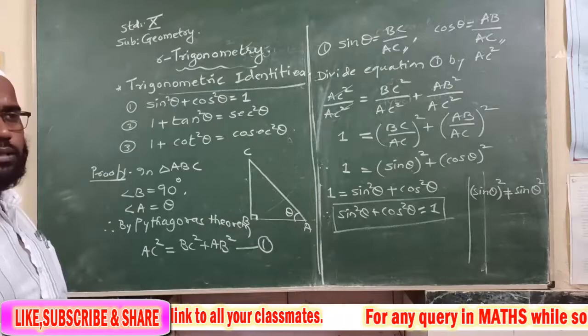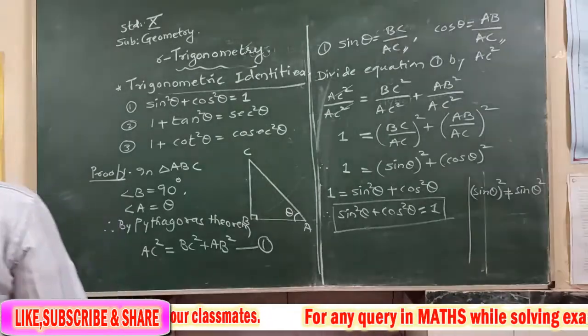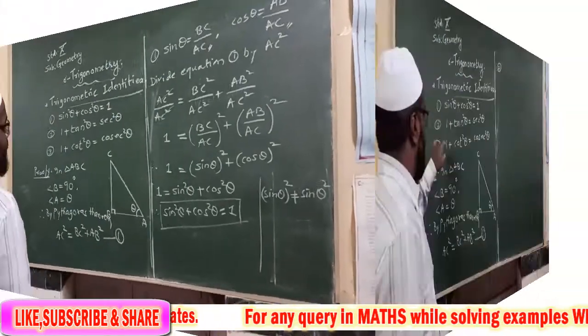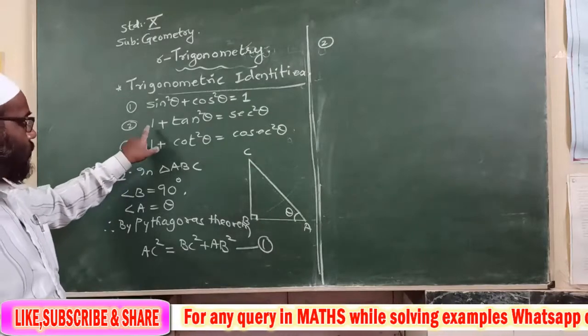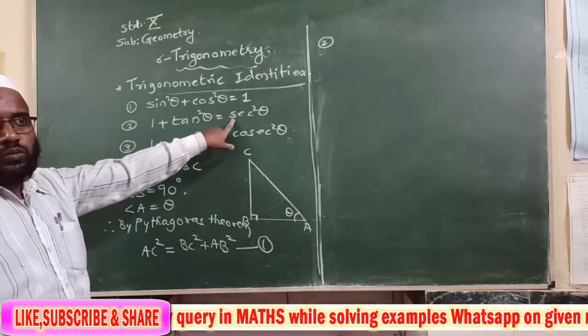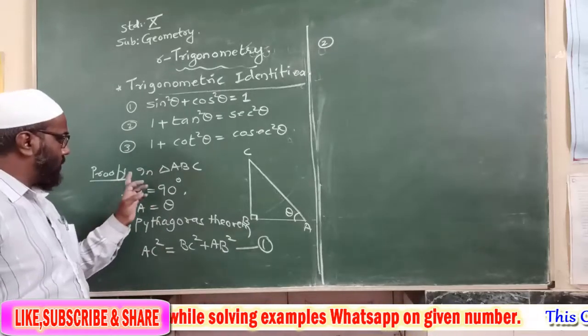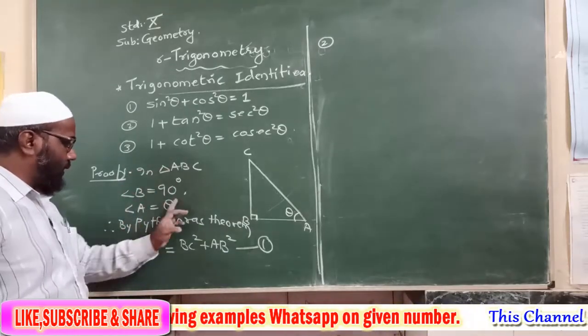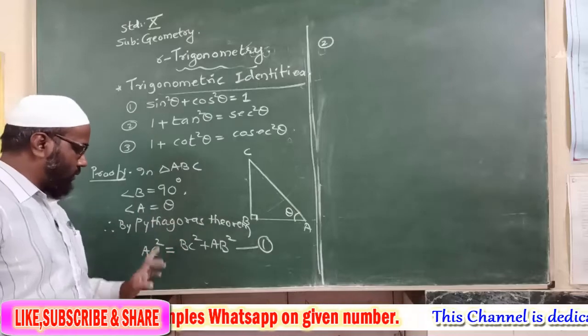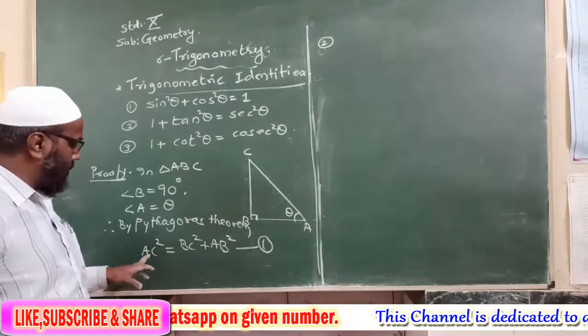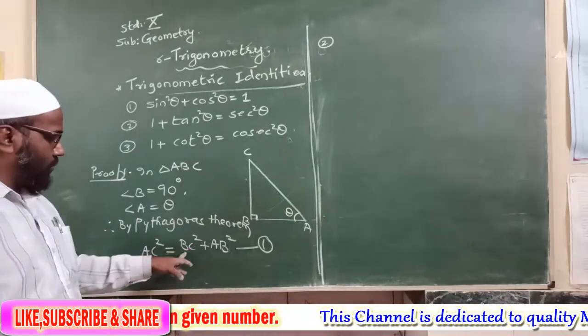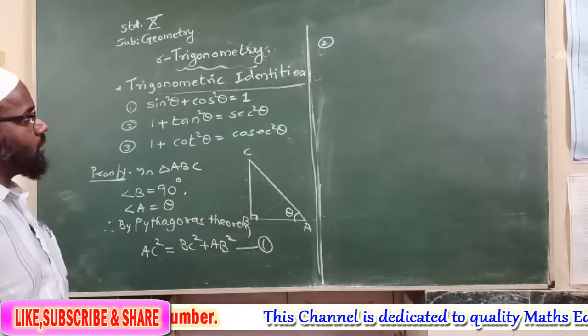Yes, any doubt in this? No? Okay. Now come to the proof for the second identity. Here the second identity is 1 plus tan square theta is equal to sec square theta. The starting part is the same: in triangle ABC, angle B is equal to 90, angle A is equal to theta. Then by Pythagoras theorem we get this equation: AC square is equal to BC square plus AB square.